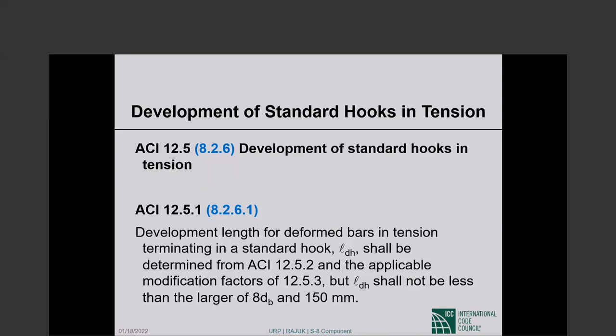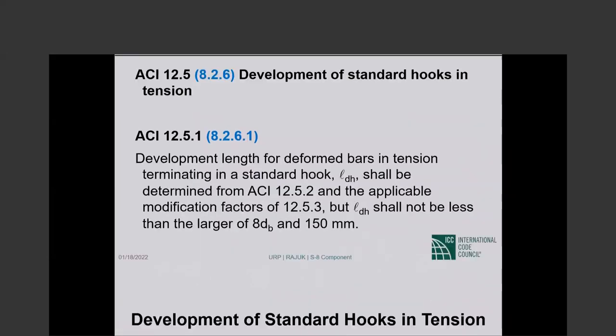So hooked bar in tension L sub DH shall be determined from section such and such, and applicable modification factors. L sub DH has a minimum of 6 inches on it. Okay, so L sub D minimum is 12 inches. L sub DC minimum is 8 inches. L sub DH minimum is 6 inches.